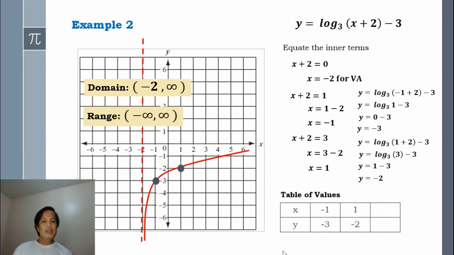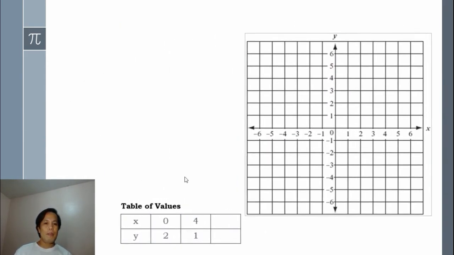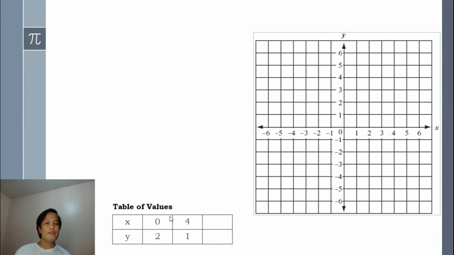Okay, let's proceed to the last example. So how do we arrive at this table of values here? We have 0, 4 for x and we have 2, 1 for y. For example, we are given this function: y equals 2 minus log of x plus 1 base 5. So we have here the value x plus 1.